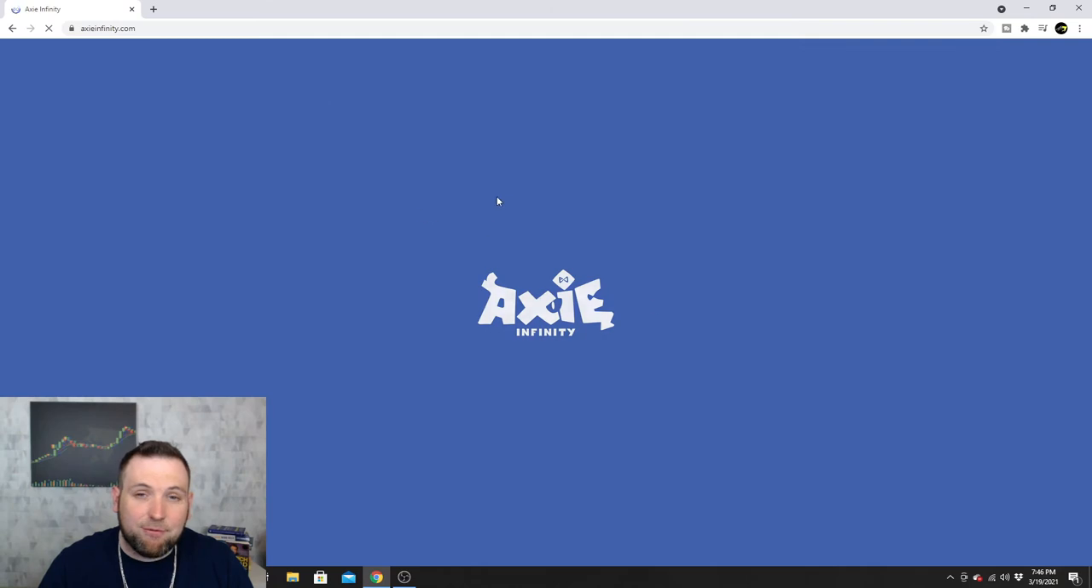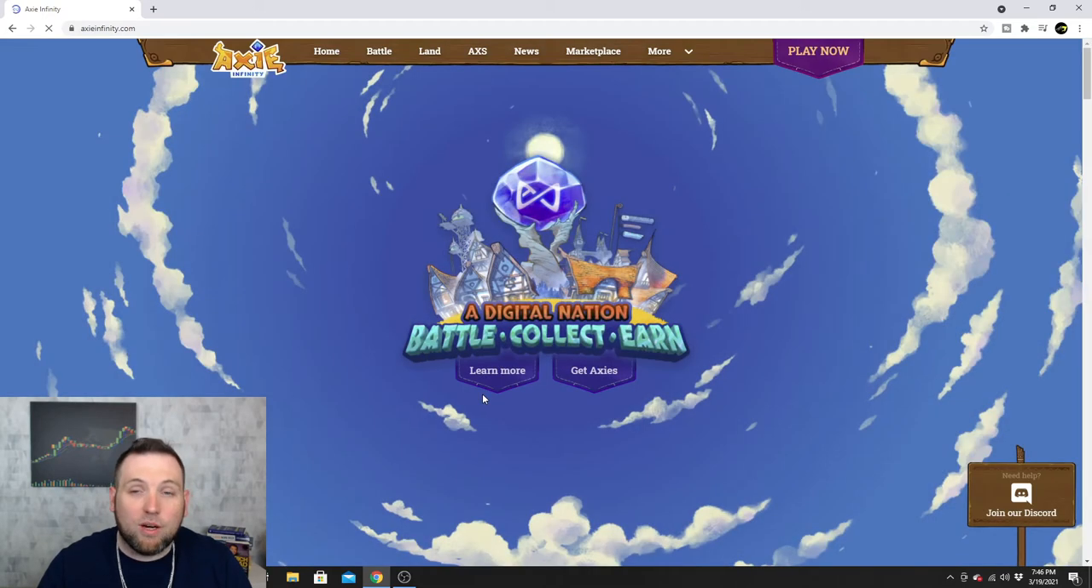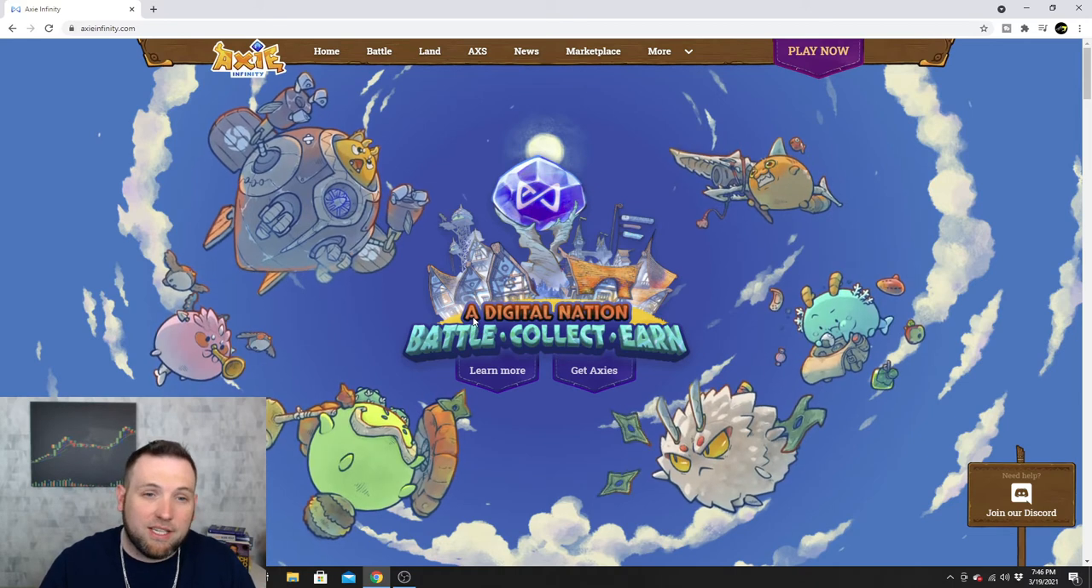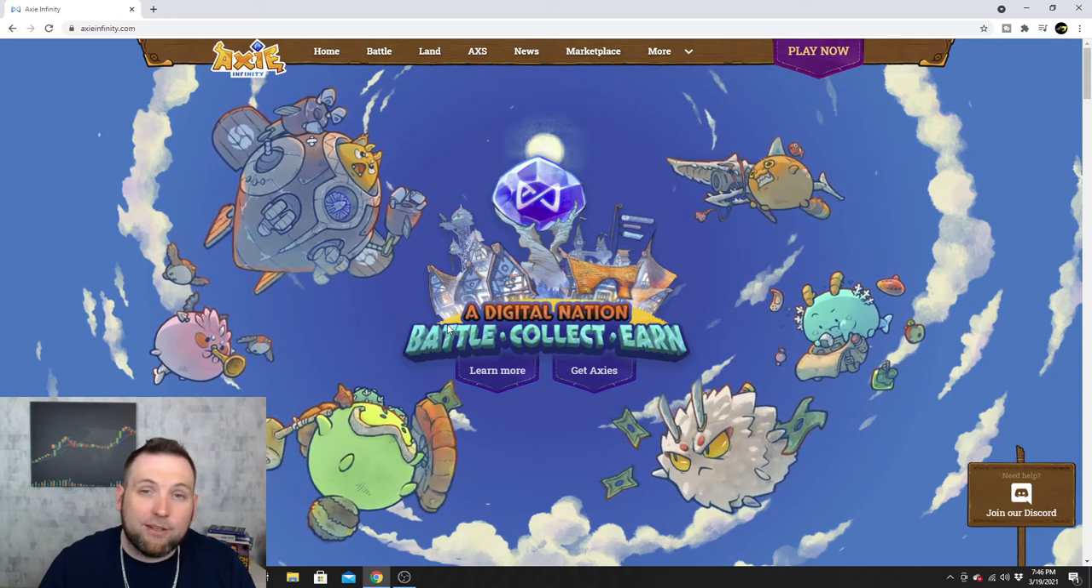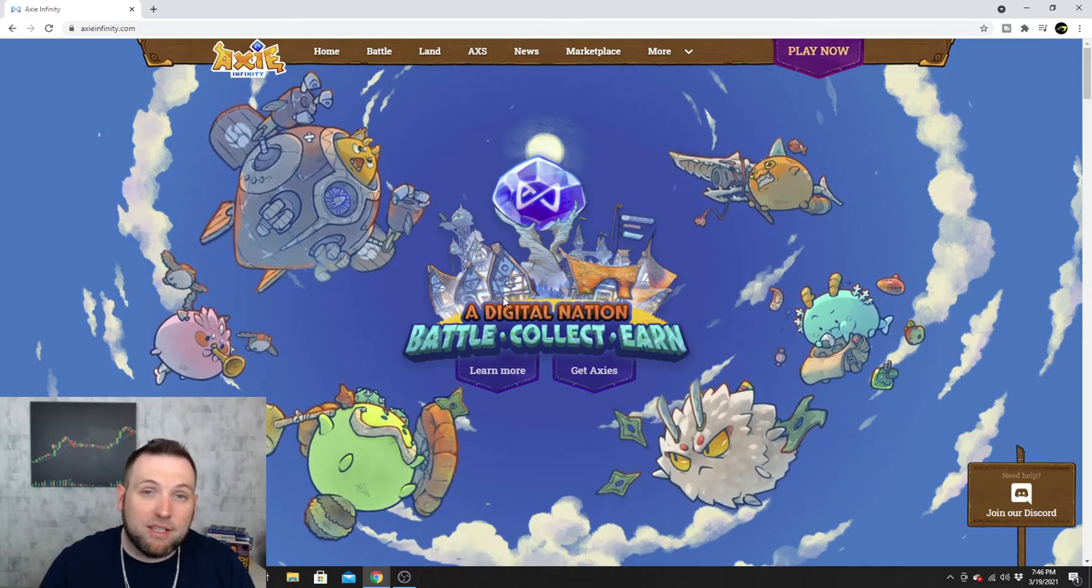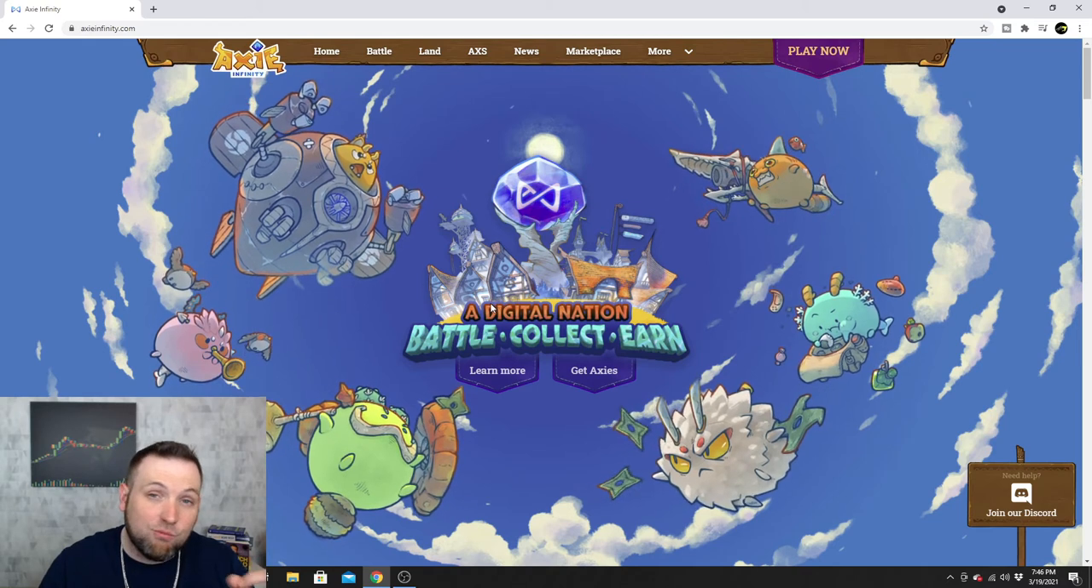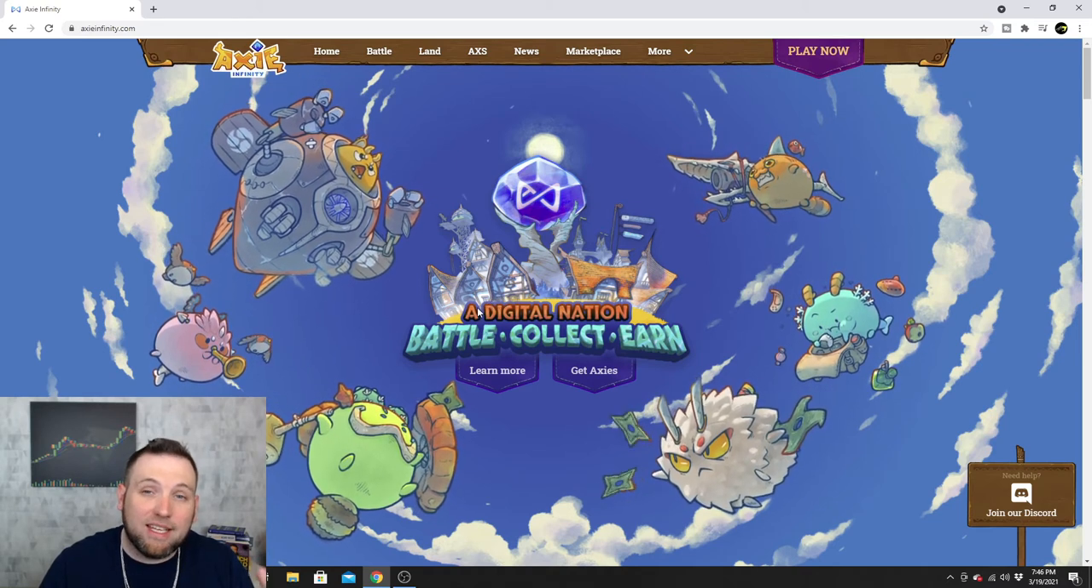Here is Axie Infinity. As the site loads up, this is basically a blockchain style Pokemon game where each creature is an NFT. It's a non-fungible token, so each one is unique. Now, this uniqueness I do think is a pro. And the reason why I think it's a pro is exactly that. It's unique. There's only one of that NFT.